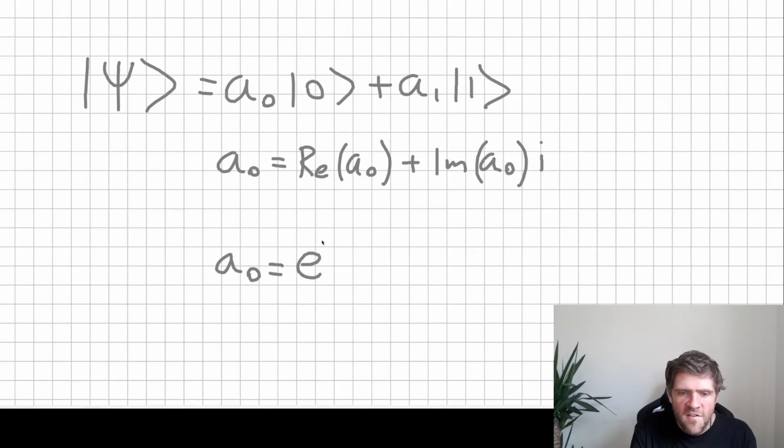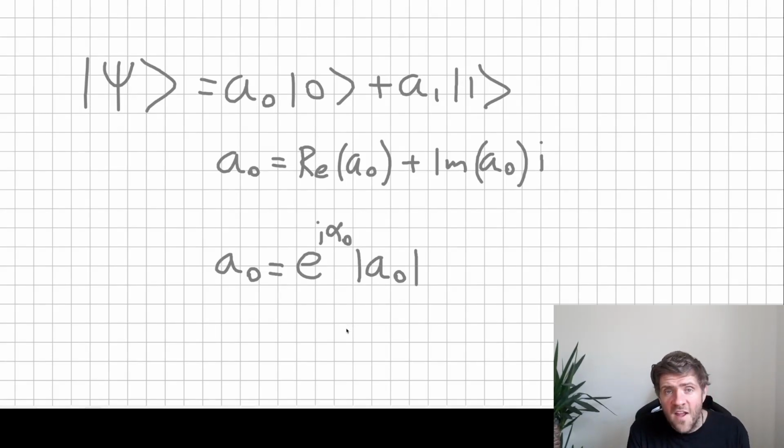So we can have a phase and we can have the magnitude. So here is the magnitude and I'll call the phase alpha 0. So here the phase is a real number. If it's 0, then e to the i 0 is 1. So this is just a positive number. If it's pi, then we have -1. So this is a negative number. If it's anything else, it's a more general complex number.